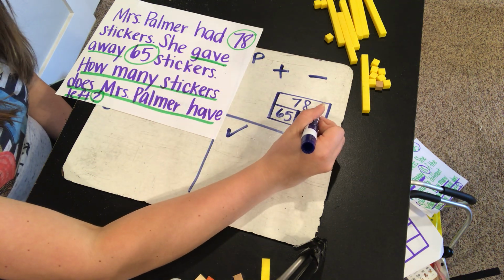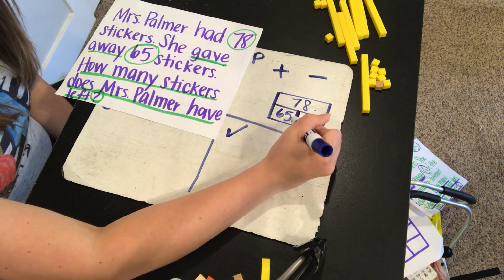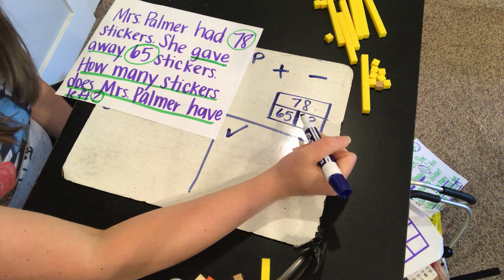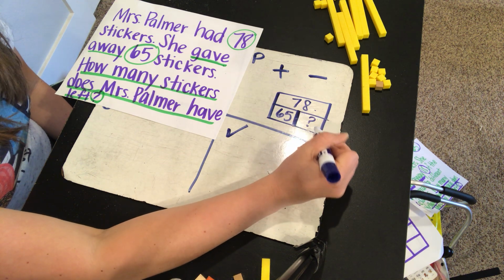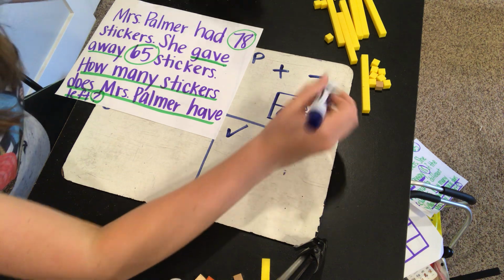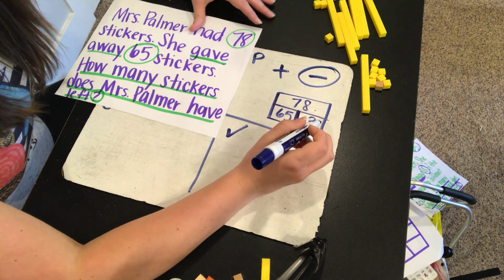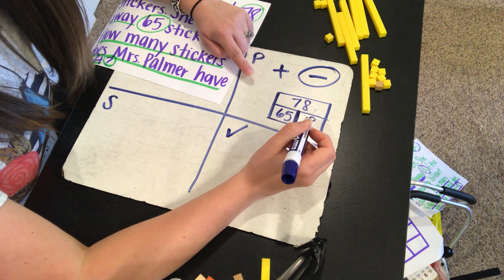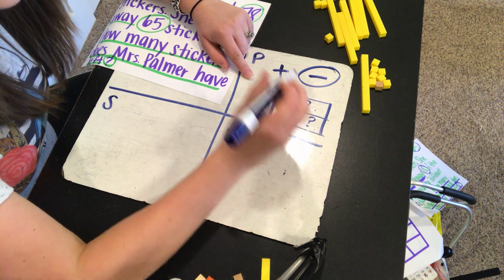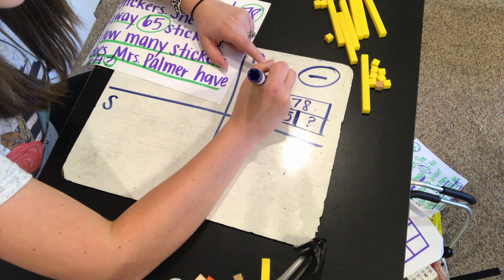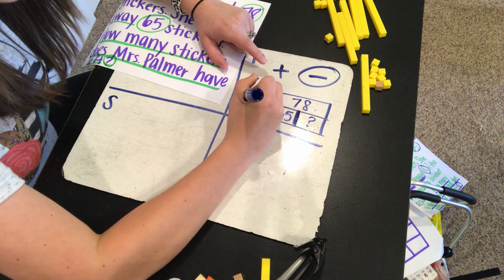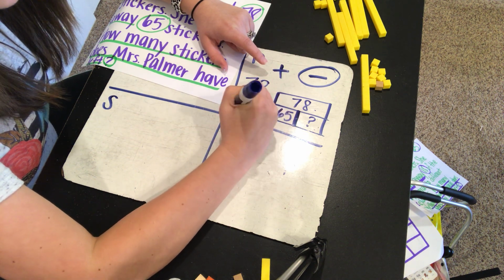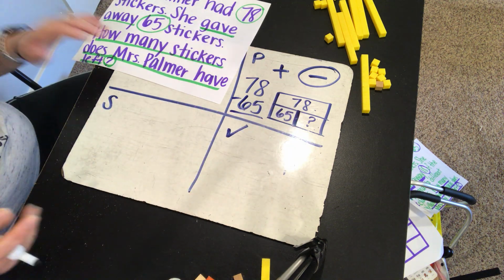So when we know the whole to begin with and we only know one of the parts, that means that we're going to have to subtract to figure out the other part of the problem. So we are subtracting. Our number sentence, remember when you write a subtraction number sentence, you always start with the largest number on top. So 78 minus 65 is what we are going to solve today.